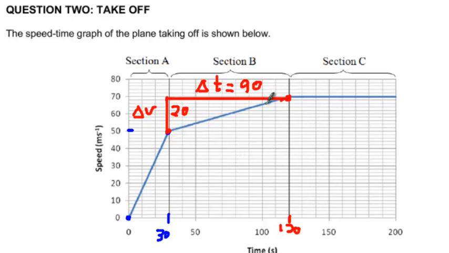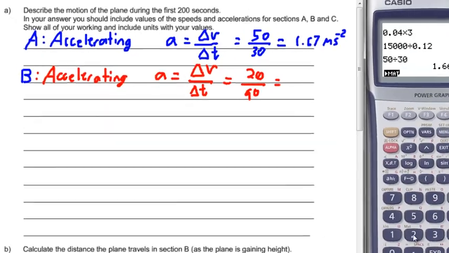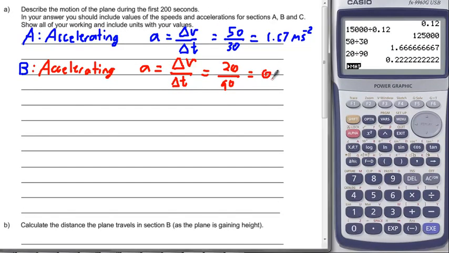Okay, and look, it looks like a triangle, which is exactly the same as rise over run. It is accelerating. Change in velocity was 20, the time 90. Come over to our calculator. 20 divided by 90 is 0.22, and again the units are ms minus 2. So it's accelerating more slowly.